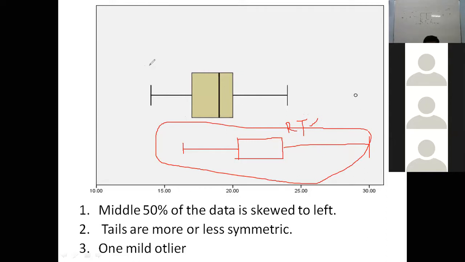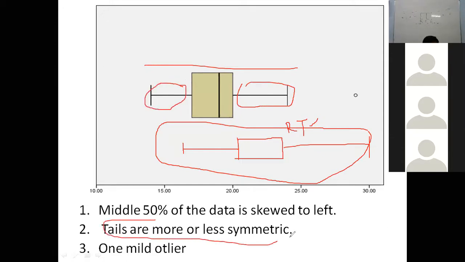But in this example, this distance and this distance are more or less the same, so we can say the tails are more or less symmetric. Do we have mild outliers or extreme outliers? This is a mild outlier, so we can say there is one mild outlier. Since there is no extreme outlier, we don't need to report it. If there is one extreme outlier, we need to report that as well. In this case, we say the right tail is more random than the left.